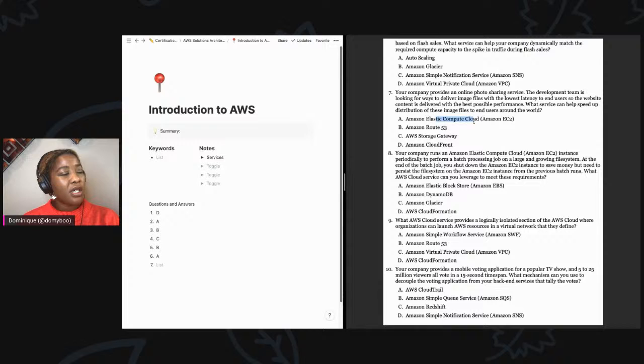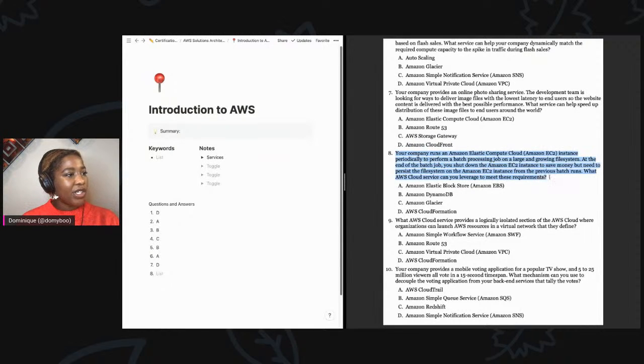So is it Elastic Compute Cloud? Is it Route 53, Storage Gateway, or CloudFront? Now, I know Route 53 is DNS. Storage Gateway doesn't quite make sense, or I'm not sure about that service. I want to say CloudFront because I think CloudFront is the equivalent to GCP's cache service. Don't quote me. Let's go with it. You gotta go with what you got sometimes. I feel like my gut is saying that.